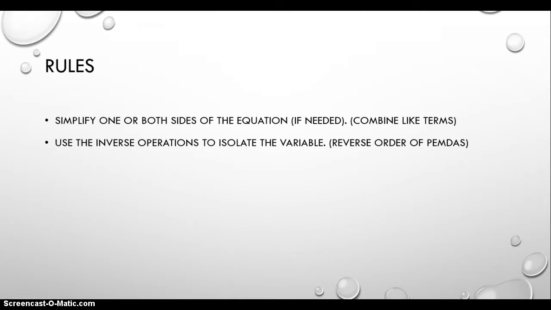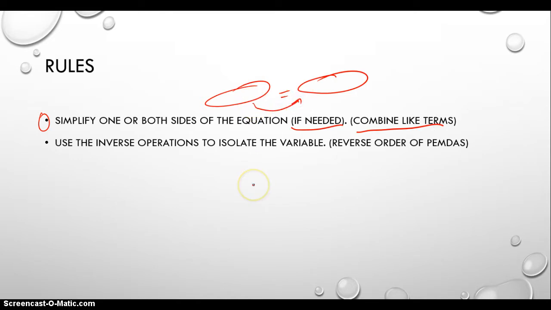So the rules: simplify one or both sides of the equation if needed. Combine like terms. Okay, so first step here, solve and simplify this side and this side if needed. Combine like terms before you start taking the inverse operation to the other side. Okay? Use the inverse operations to isolate the variable.